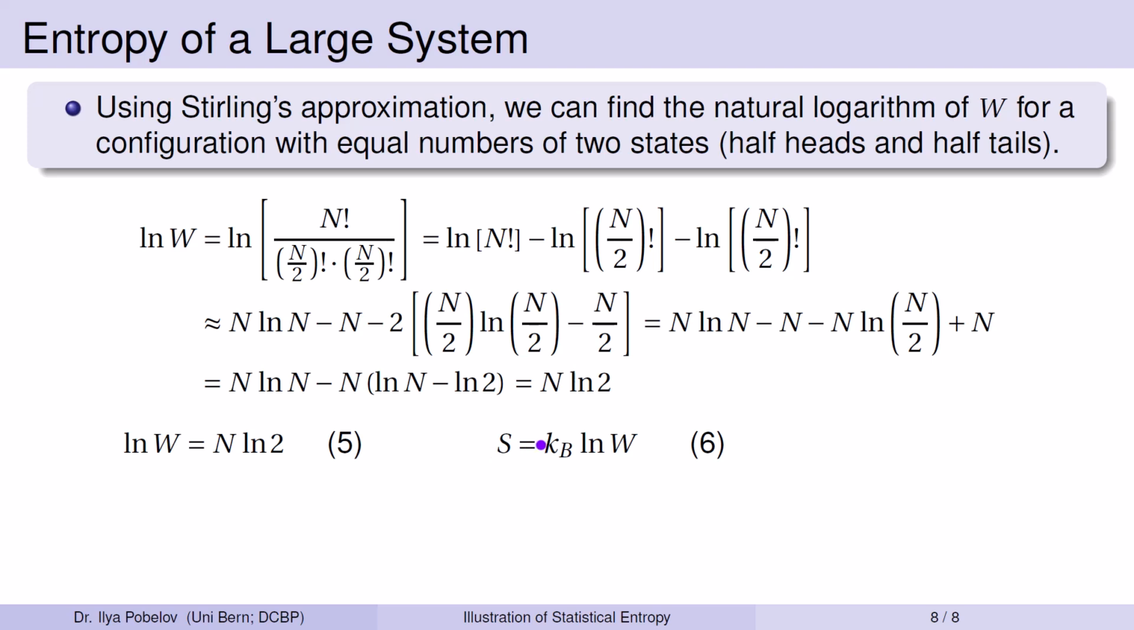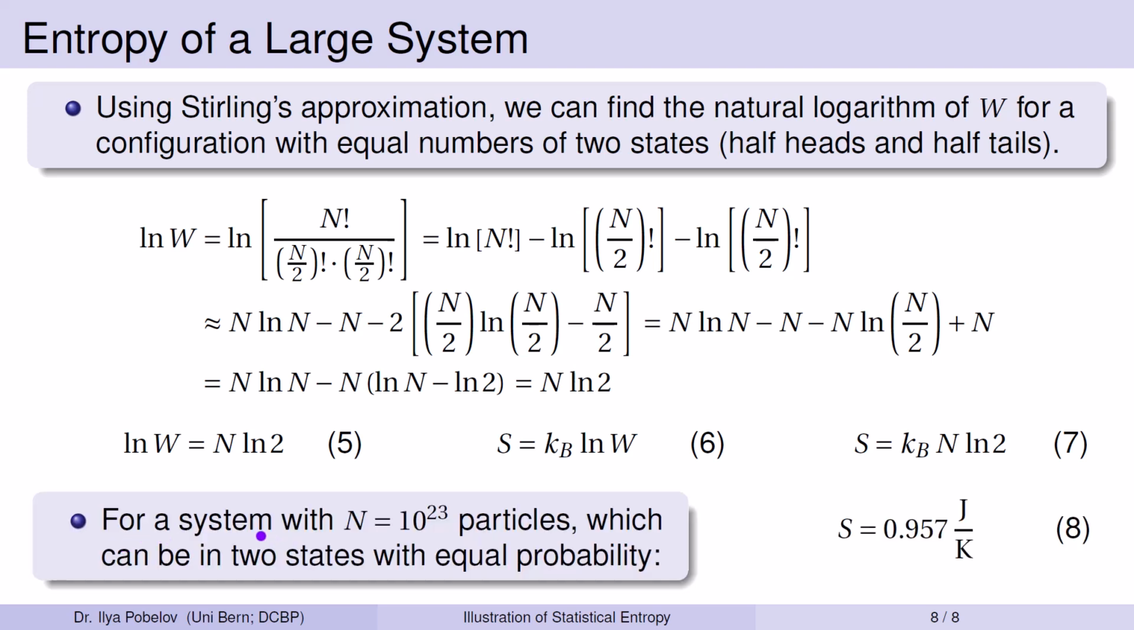Now we can apply the Boltzmann formula, entropy S equals Boltzmann constant Kb times the natural logarithm of W. Substituting the values, we derive the following expression for the entropy of a system with n particles, which can be in two states with equal probability. S equals Kb multiplied by n and multiplied by the natural logarithm of 2.